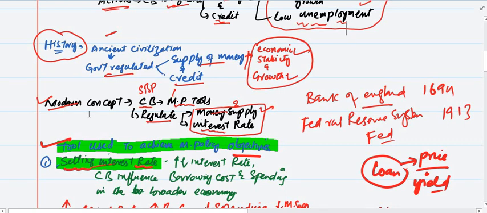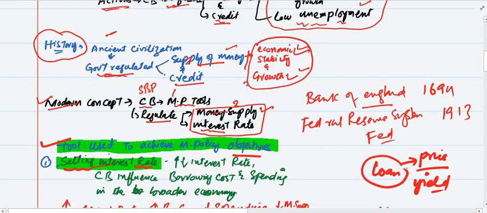If we look at the origin, from ancient civilization time, the origin of monetary policy can be traced back to the ancient civilization, where the government was regulating. What did the government want to regulate? The supply of money, and the second is credit. Why did they want to regulate the supply of money and credit? Because they wanted to promote economic stability. And the second thing, they wanted economic growth.